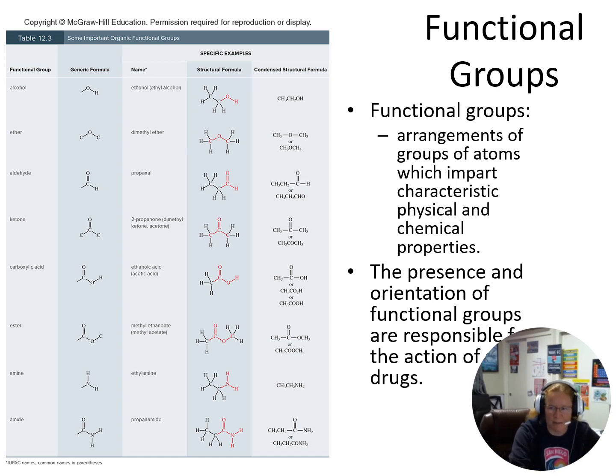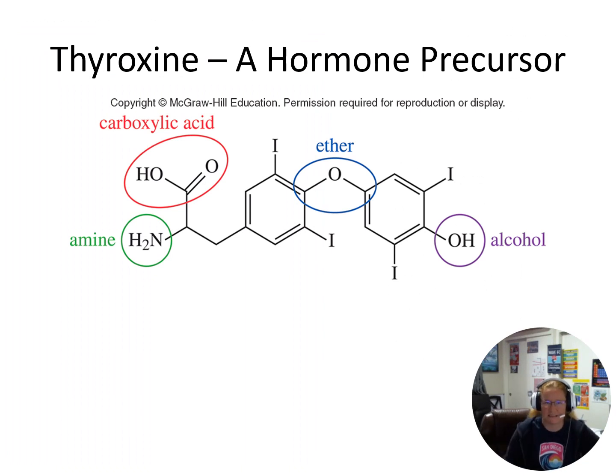So here's an example of where some functional groups are. You can see this thyroxine, it's a hormone precursor. Circled in green there, we have an amine group. Circled in red, there's that carboxylic acid group. Circled in blue, you've got that ether group. And circled in purple is an alcohol. All right, so all sorts of functional groups all over the place.